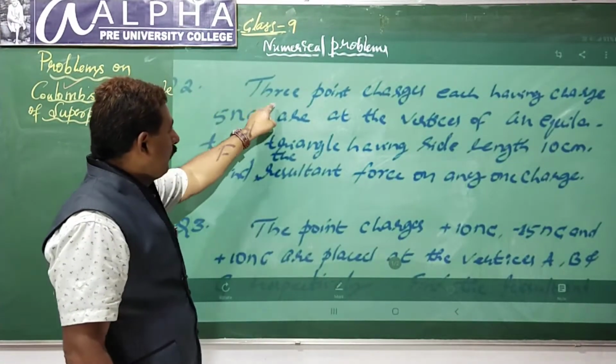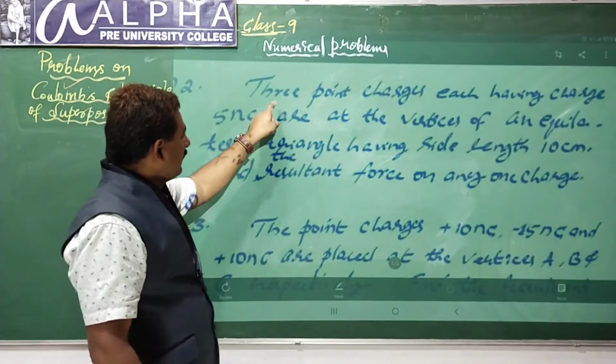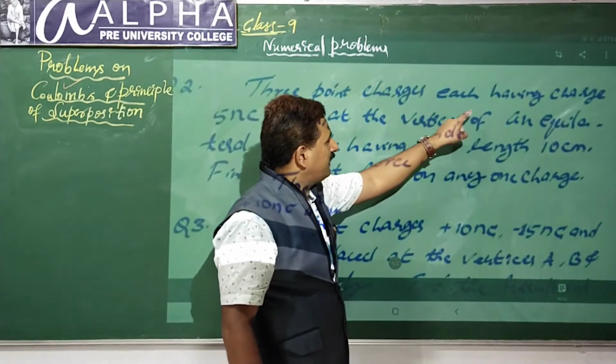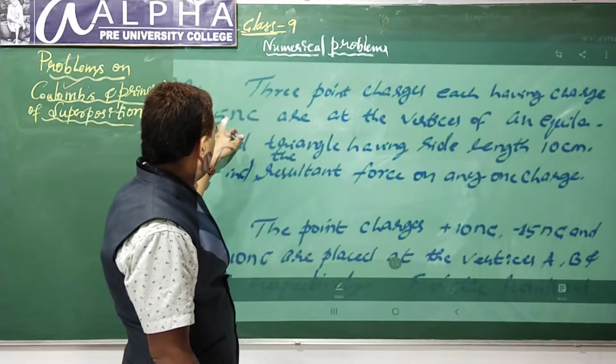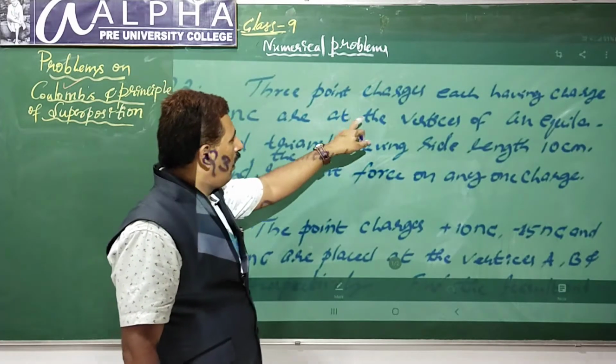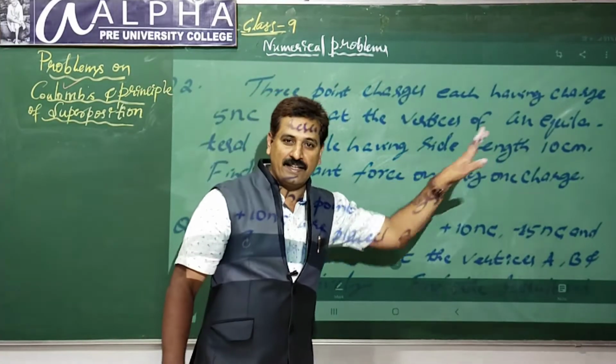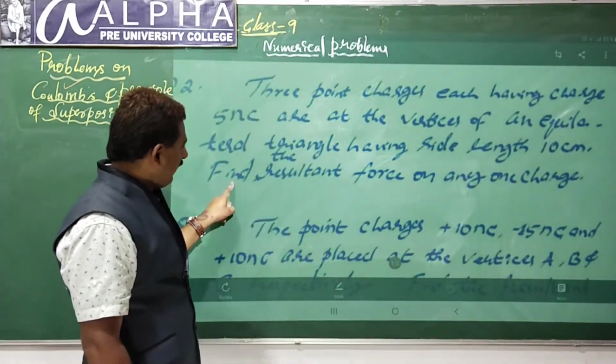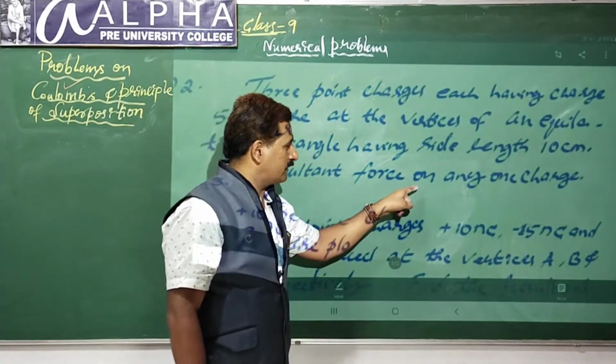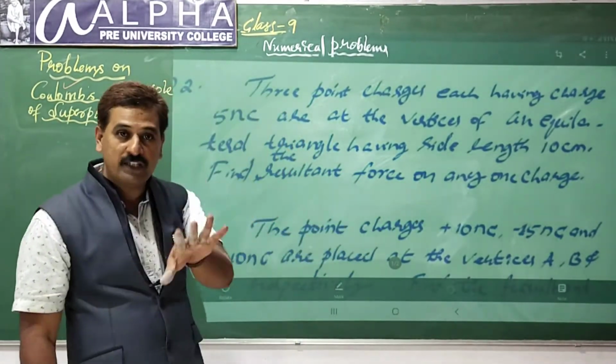Okay, the second problem, today's class. Three point charges each having charge value 5 nanocoulomb are at the vertices of an equilateral triangle having sides length 10 centimeters. Find the resultant force on any one charge.